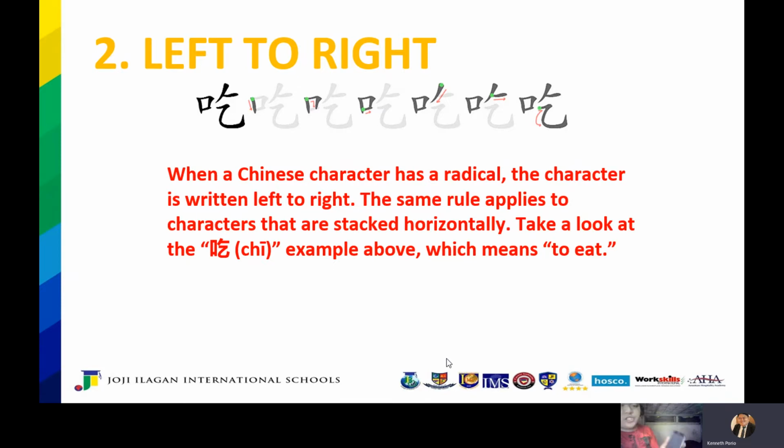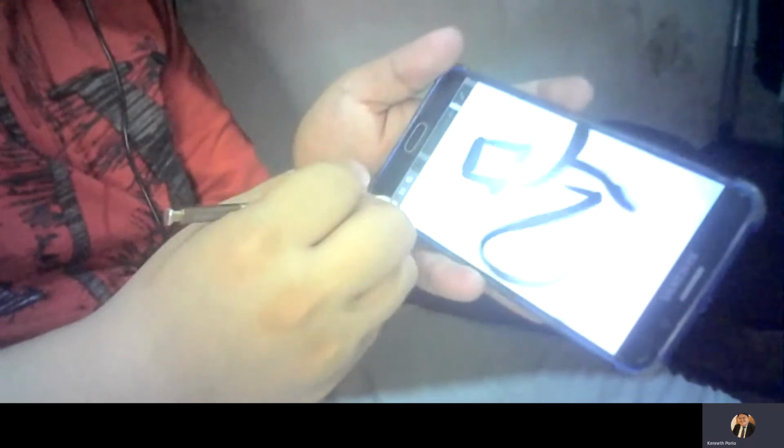Okay, so how to write chi? Let's try to write that character there. How to write chi or to eat. Start first with this one, the box, 1, 2, then 3. Then the downward vertical stroke, then 2, and ganon. Chi means to eat. Ulitin natin. 1, 2, 3, 4, 5, and 6.